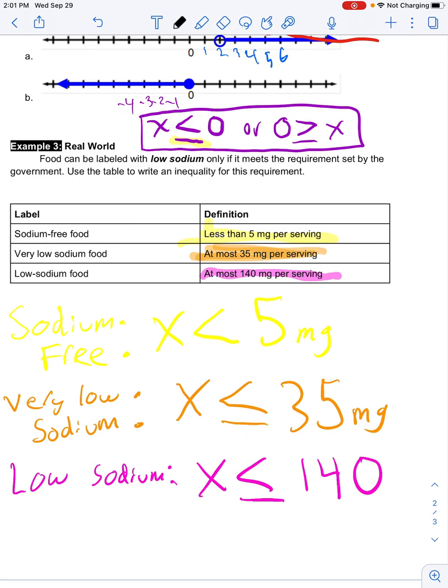Again, remember how we talked about we can say them two different ways? We could say 5 is greater than X. We could say 35 is greater than or equal to X. Or I could say 140 is greater than or equal to X. Again, two ways that you can write these that technically are the same.